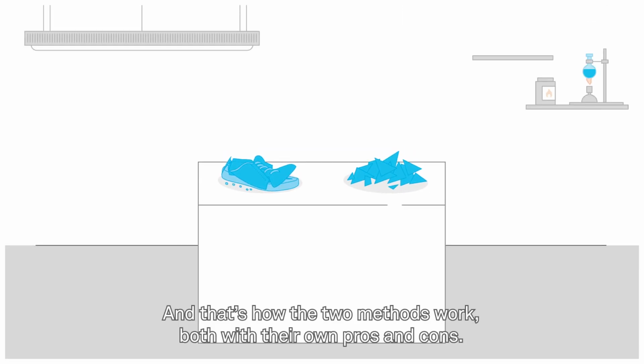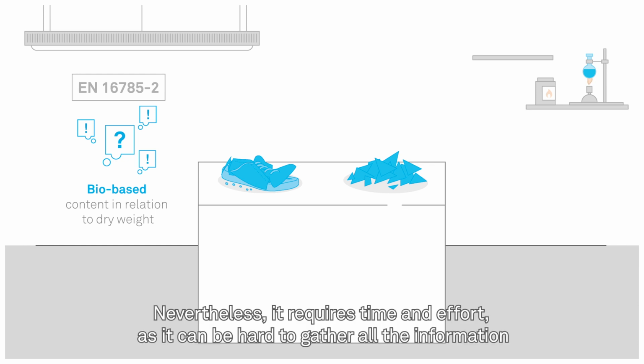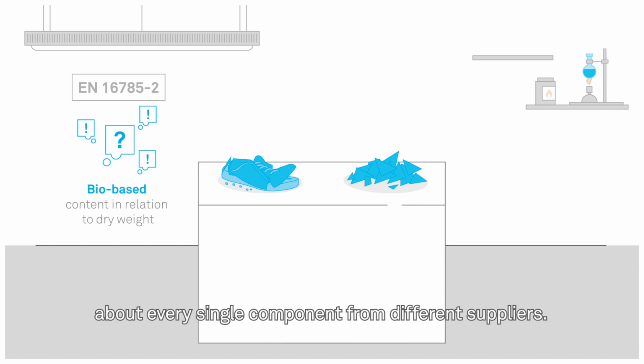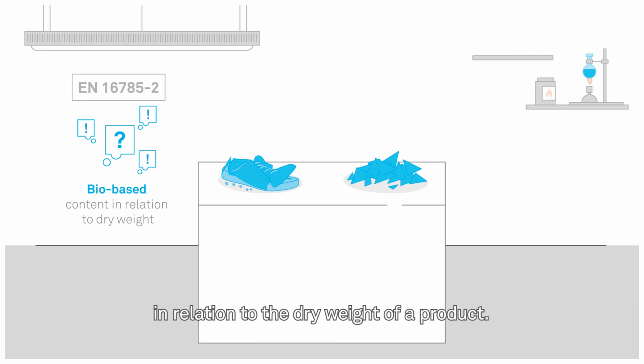And that's how the two methods work, both with their own pros and cons. EN 16785-2 is a great and reliable method. Nevertheless, it requires time and effort, as it can be hard to gather all the information about every single component from different suppliers. In the end, you get a sum that shows the renewable bio-based content in relation to the dry weight of a product.